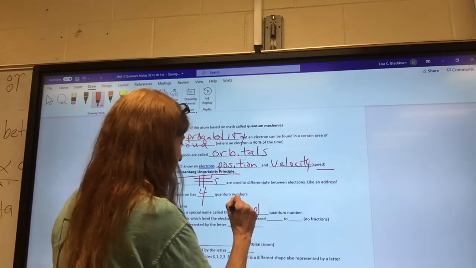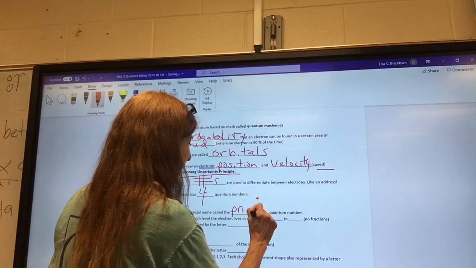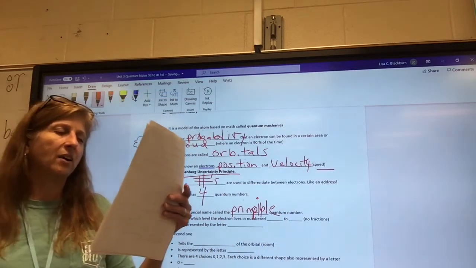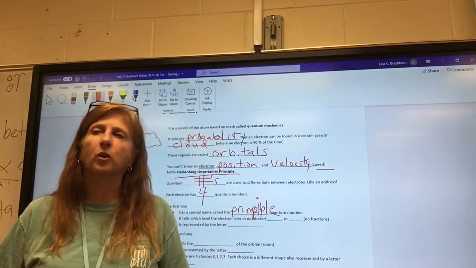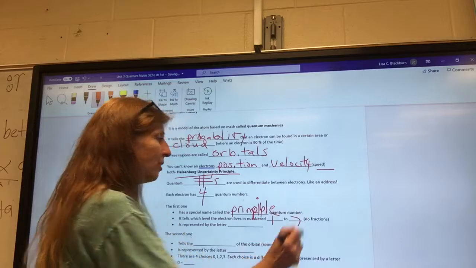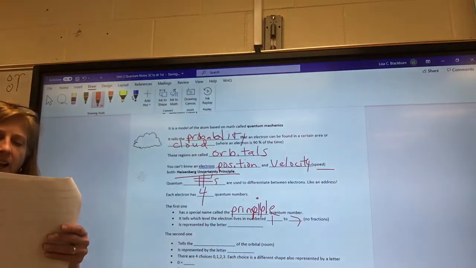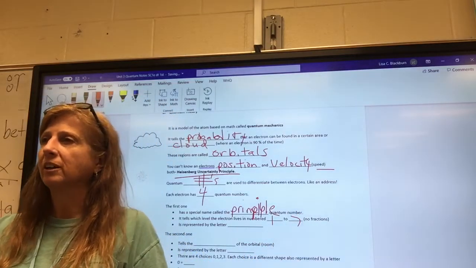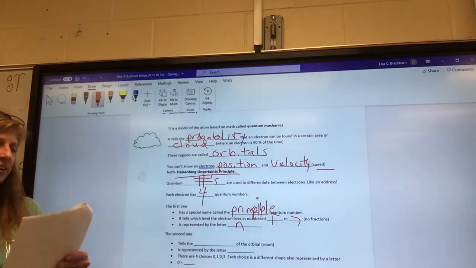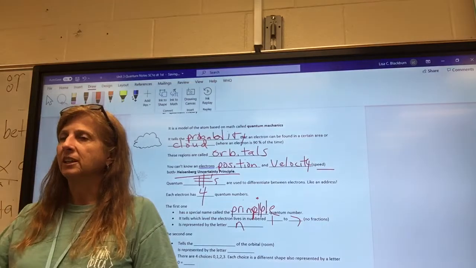P-R-I-N-C-I-P-L-E. Principle quantum number. It tells the level that the electron lives on. It goes from which numbers? 1 to 7. See, look how much you know already. It also is represented by the letter N for number, because it's principle. The second one tells the shape.